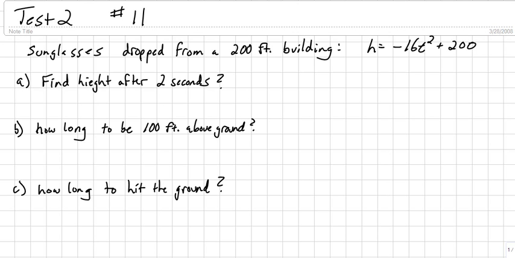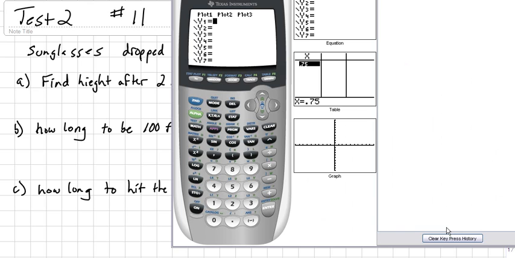Well, the way we can do this is we can obviously plug in 2 for t into the equation and solve it, or we can even use just our graphing calculator to solve this also. If we bring up the graphing calculator, we're going to go ahead and substitute our equation in. So we got negative 16x squared plus 200.